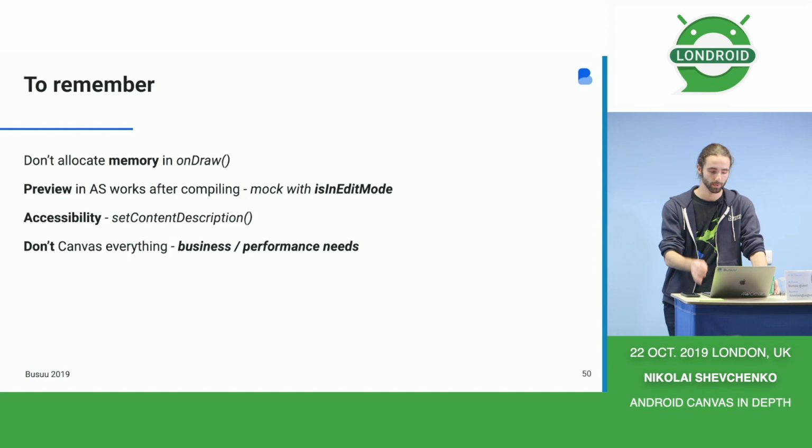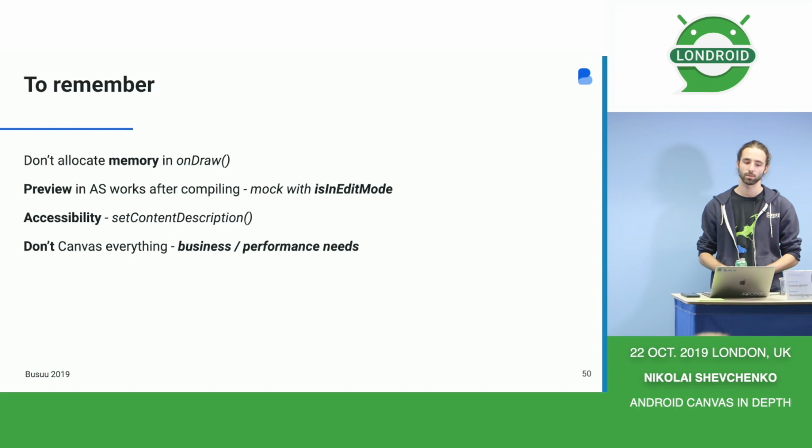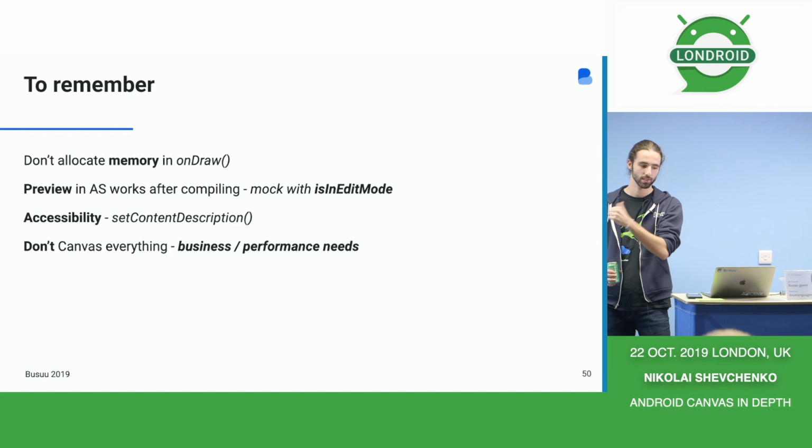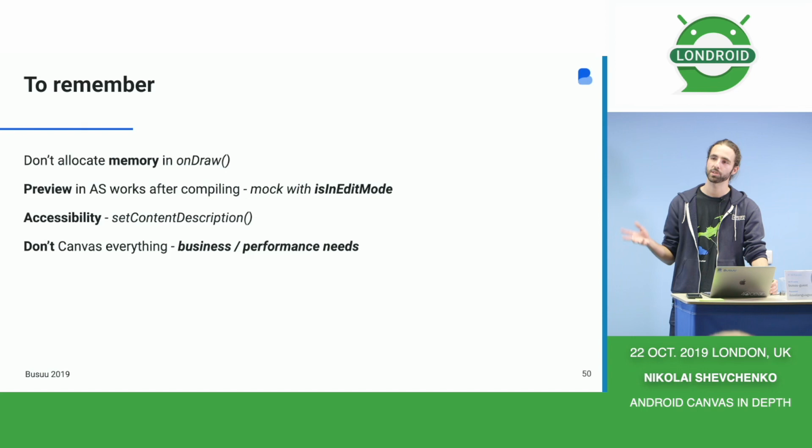The preview in Android Studio works even with custom views. So yeah, it actually does, if you just need to compile the code. Once it compiles, the preview understands that this is something custom. It's going to run the code through OnDraw, because the only reason why you see the buttons on the preview is because that thing is going to the OnDraw method.